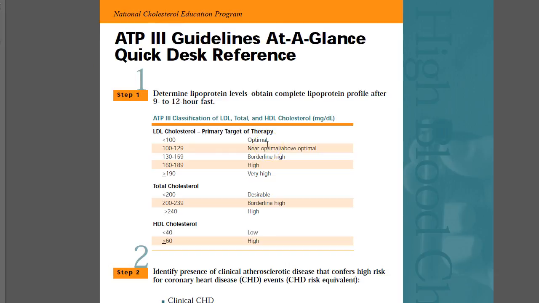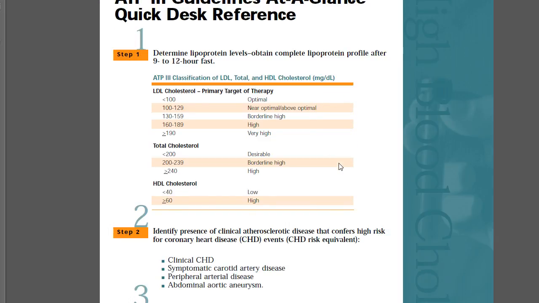So just a quick reference. I don't know if you downloaded the full ATP3 guidelines. It's something like 60 or 70 pages, but it primarily focuses on LDL goals. So the first step is determining LDL goals. It talks about a 9 to 12 hour fast.